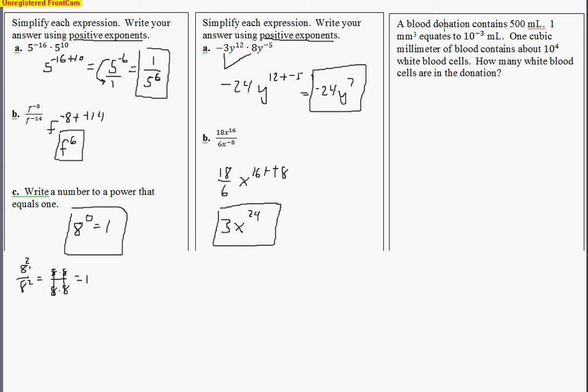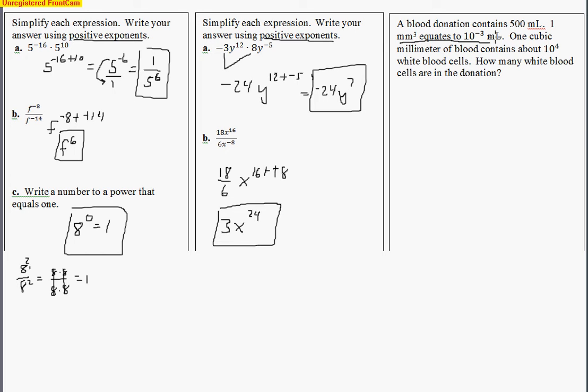Here it says a blood donation contains 500 milliliters. 1 cubic millimeter equates to 10 to the negative 3rd milliliters. And so here's our conversion factor we're going to end up using. We're changing this 500 milliliters into cubic millimeters. It says that 1 cubic millimeter of blood contains about 10 to the 4th white blood cells, so we're supposed to find out how many white blood cells are in this donation.